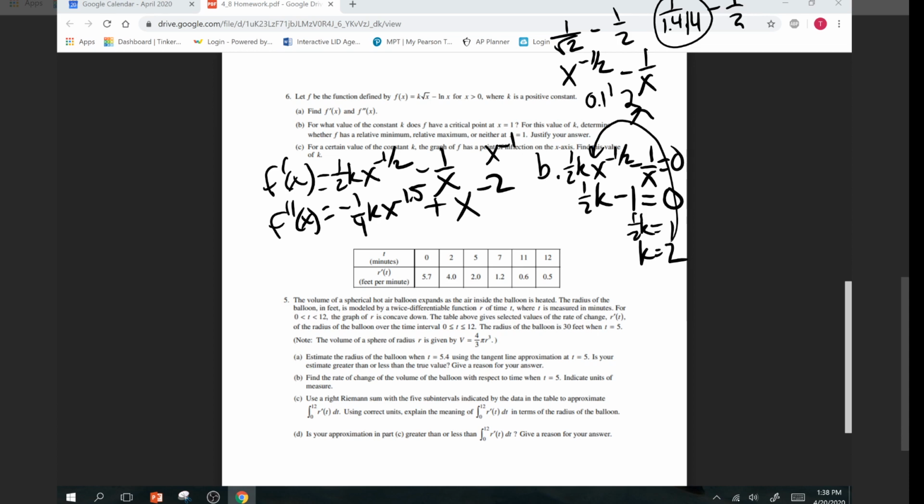If I plug in 0.1, I get 1 over the square root of 0.1 minus 1 over 0.1. The square root of 0.1 is bigger than 0.1. So we actually get 1 over something bigger than 0.1, so like 0.3-ish. And 1 over 0.1 is 10. 1 over 0.3 is like 3.5. And so 3.5 minus 10 is definitely negative. We probably could have picked easier values to test. I'm not 100% sure what they would be, but the big idea is that it's negative before and positive after, so this is a minimum.